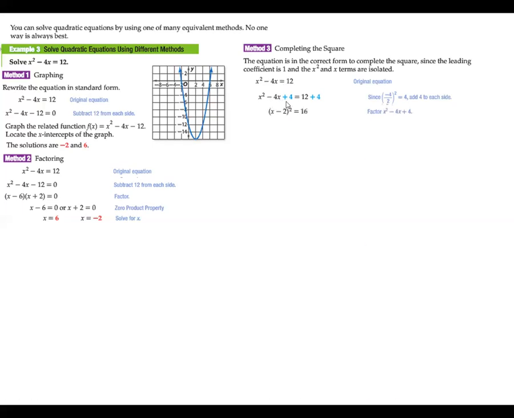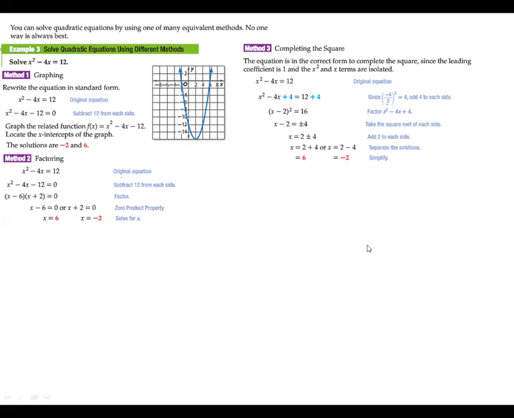Then you could write the left side as your factored form of the perfect square. Then take the square root of both sides. Don't forget about the plus or minus. And then you take each one. So you would have x equals 2 plus 4, which is 6, or x equals 2 minus 4, which is -2.